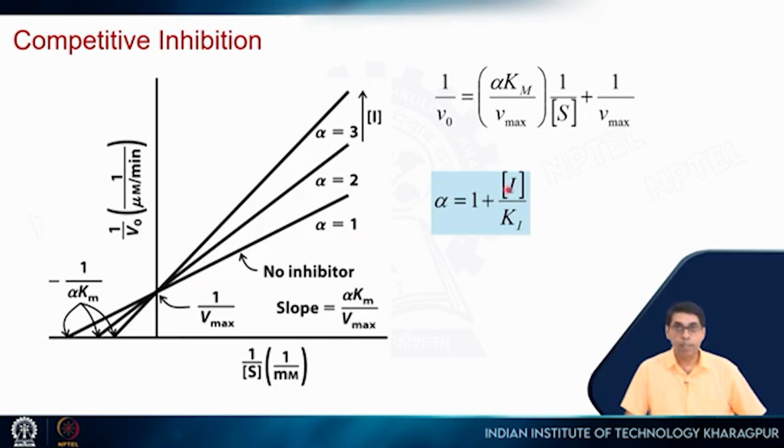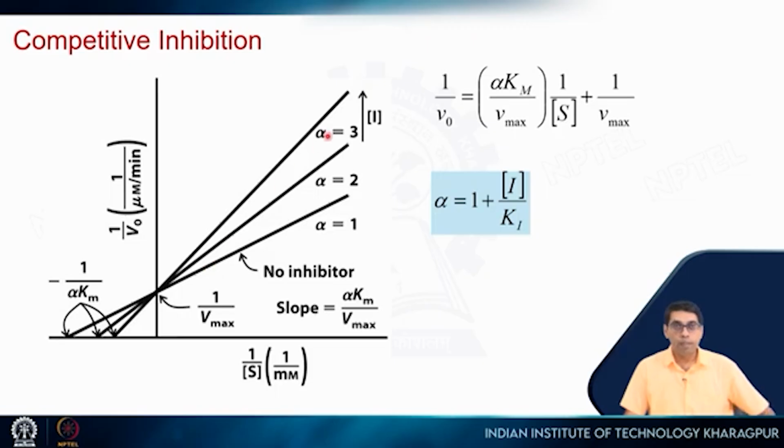So if I increase my inhibitor, let's say I equals Ki, then this becomes 1. So alpha becomes 2. You see it goes to the same y-intercept, which means my Vmax is not changing, but now my Km is increasing. So if Km increases, 1 by Km will decrease, right? If I equals 2 Ki, then this becomes 2, so alpha becomes 3, so it further increases. Vmax still remains the same, but Km increases, right? So my slope keeps on increasing because my alpha Km is increasing, Vmax remains constant.